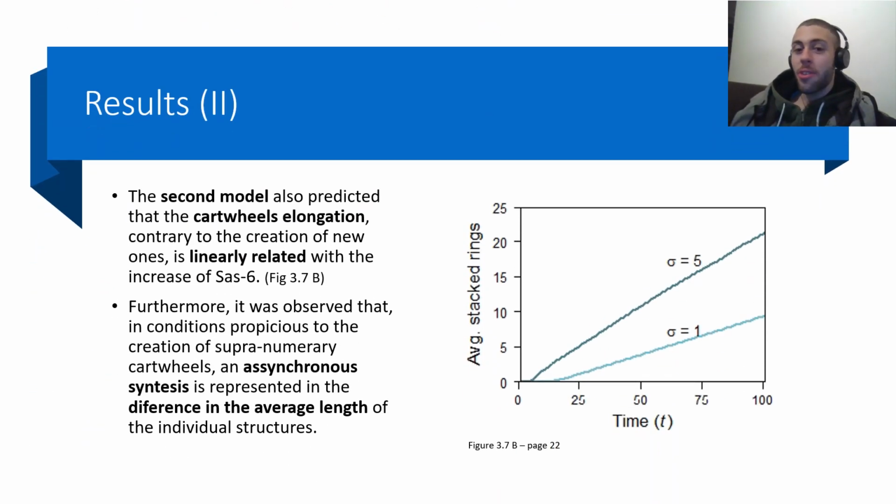Okay, so the second model also predicted that the cartwheel's elongation, contrary to the creation of new ones, is linearly related with the increase of Cas6 molecules, as can be seen in the figure. This means that a slight increase in the concentration of Cas6, or PLK4, will probably lead to a pile elongation instead of an increase in the cartwheel's number. Furthermore, it was observed that in concentrations propitious to the creation of supernumerary cartwheels, an asynchronous synthesis is represented in the difference in the average length of the individual structures. This basically means that the sooner the cartwheel is created, the more time it will have to elongate.